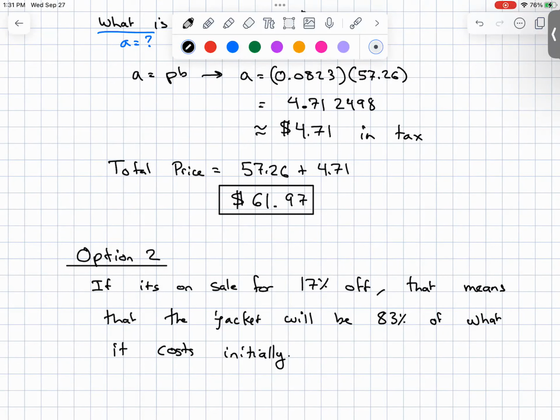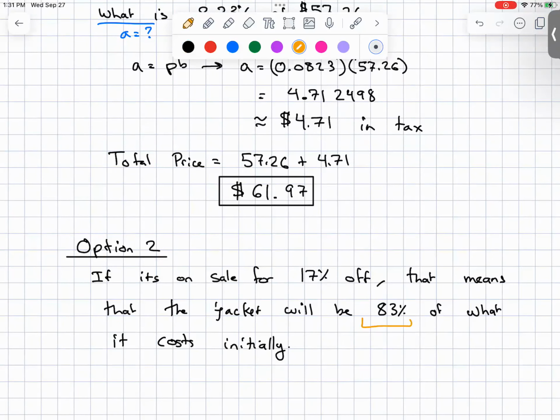So this way we don't need to do any subtraction. I mean, we did it inadvertently at the very beginning. So why did I say 83%? Because 100%, that's the actual price of it, minus the 17% would give you 83%. So this allows you to do this without having to do any subtractions at all. You just need to do 83%.